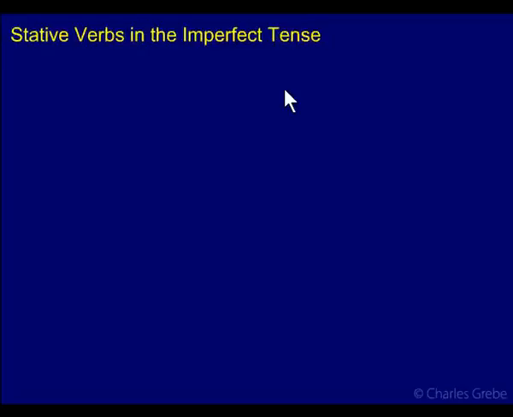Stative verbs in the imperfect tense. Now let's look at what stative verbs look like in the imperfect tense. We saw in the perfect tense that we had three patterns. Okay, let me write these down here.